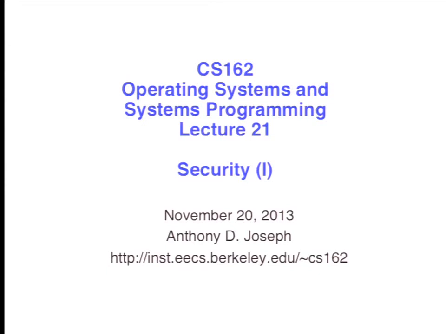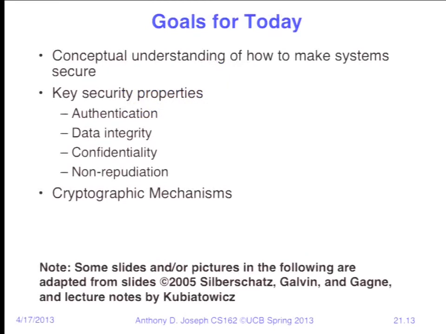This is lecture 21 of Computer Science 162. So the next two lectures are on security. And so our goals for today are to go over a conceptual understanding of how we make systems secure. And then we're going to go through 4 key security properties.